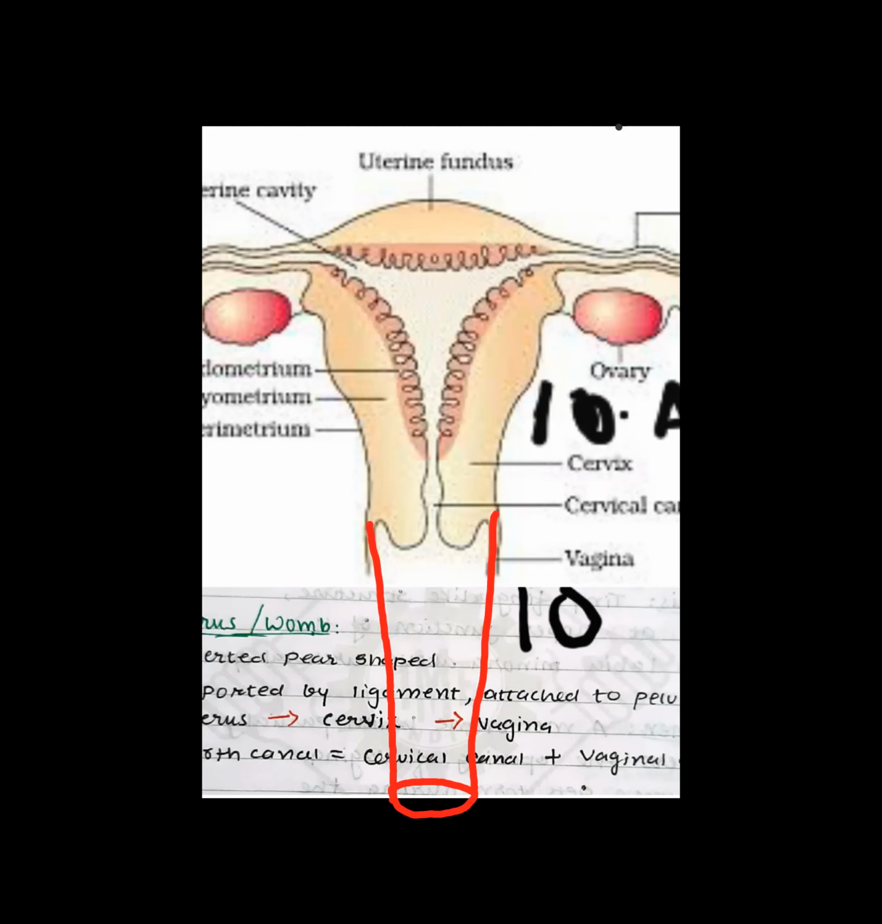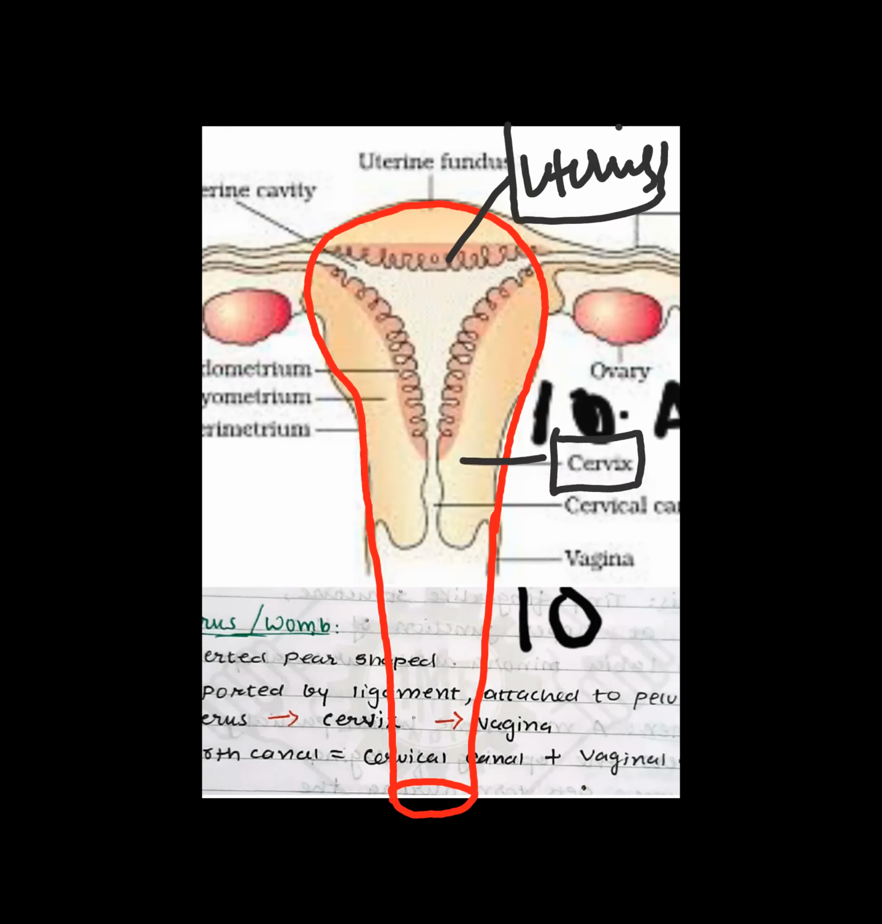And here comes the last structure, that is the vagina. Now this entire passage that includes number 1, uterus, number 2, cervix, and number 3, vagina, till it opens to outside as the vaginal opening.